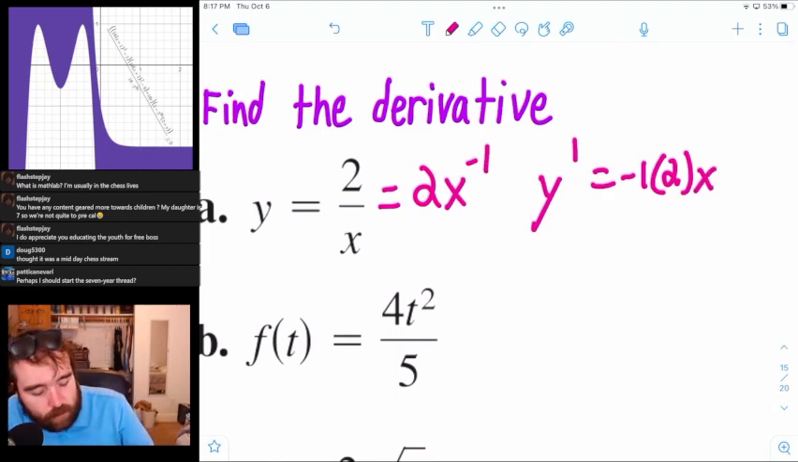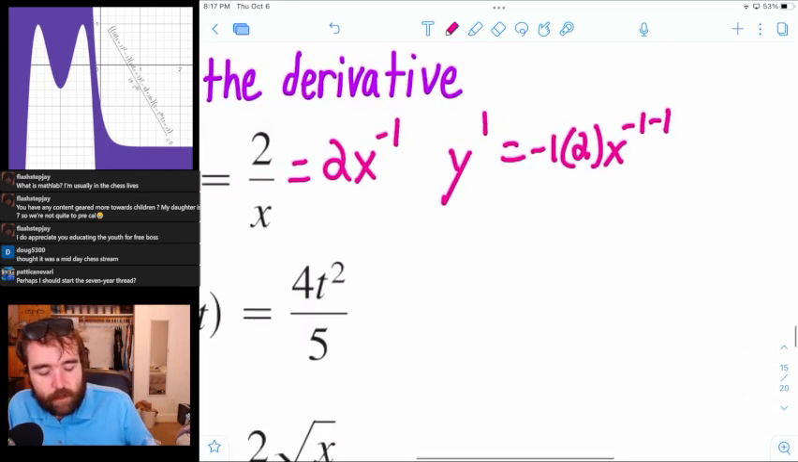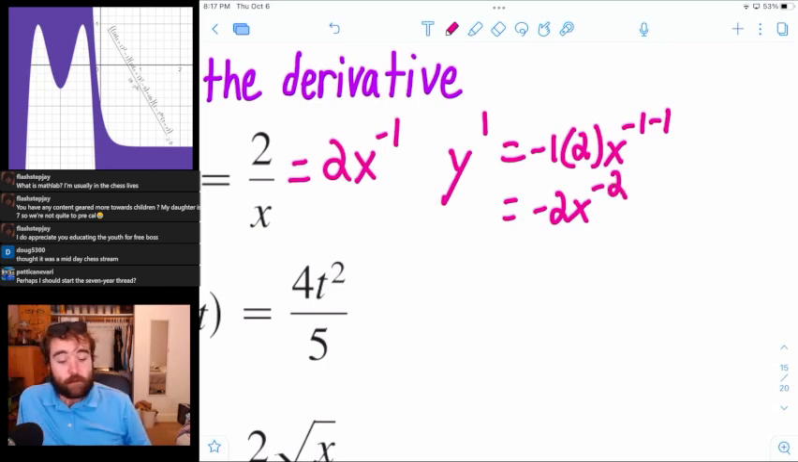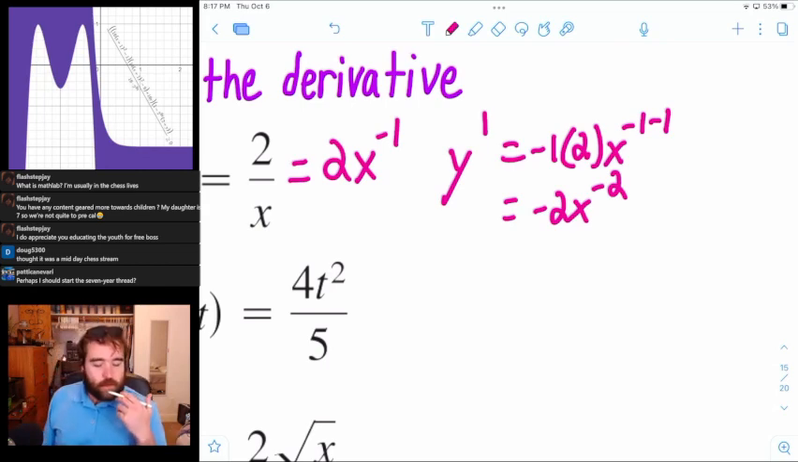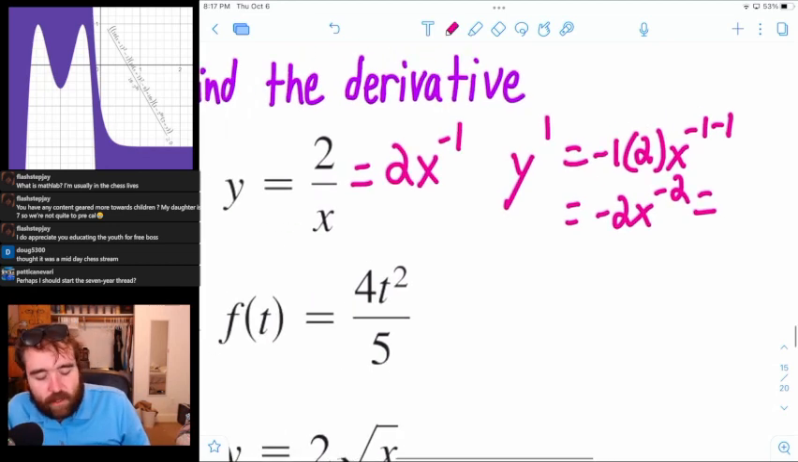So be careful. Make sure you're doing that the right way. Because it's like currently negative 1, and we're going to subtract 1 from that. So what are we actually getting when we decrease the power? We're getting x to the negative 2. Because negative 1 goes down by 1, negative 2. And then how do you rewrite this? Well, I mean, we're done, right? Negative 2 times x to the negative 2.